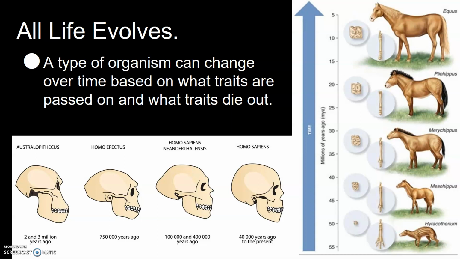Because evolution occurs on a time scale of millions to billions of years, a single organism cannot evolve. Evolution requires multiple generations to make those small incremental changes.